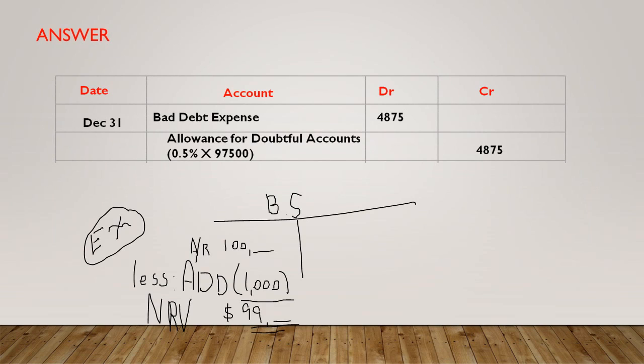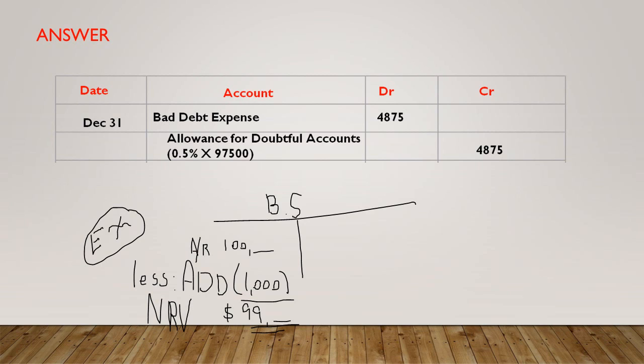So the entry will be as follows: debit bad debt expense and credit allowance for doubtful accounts. Why did I credit the allowance for doubtful accounts and not credit the accounts receivable? First of all, for debiting the bad debt expense, we agreed that as long as the company is dealing with sale transactions on credit, it should take into consideration that there is a cost increase in this regard. So this cost is called bad debt expense. And any expense is a debit, that's why I debit the bad debt expense.